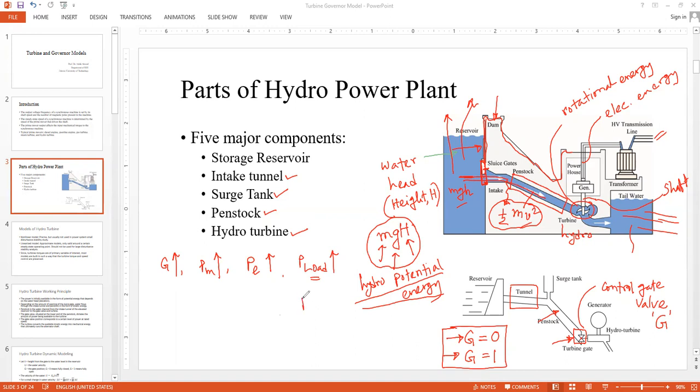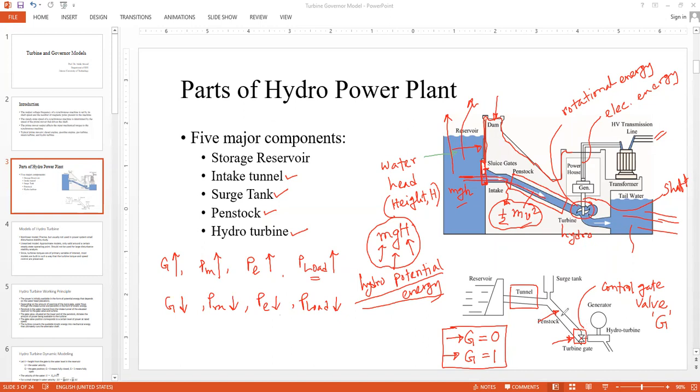So if the case is reversed, then P load would be decreased, P electrical would be decreased. You need less mechanical input at the turbine. So the gate valve needs to be closed. So if that is the case, once you are closing the gate valve, you remember the water is actually flowing in here. So if you are suddenly closing the gate valve, then what will happen?